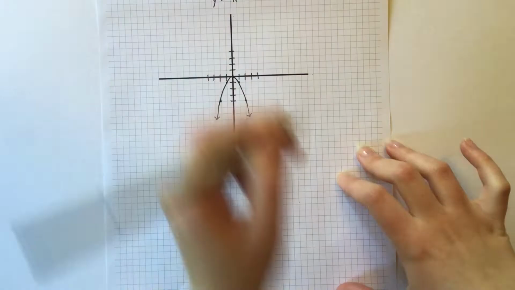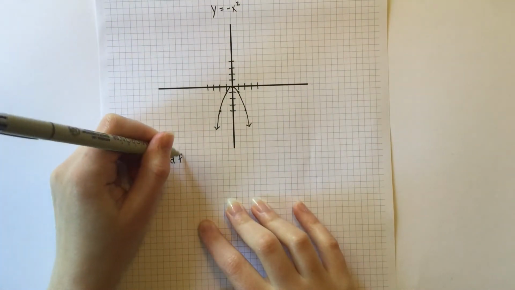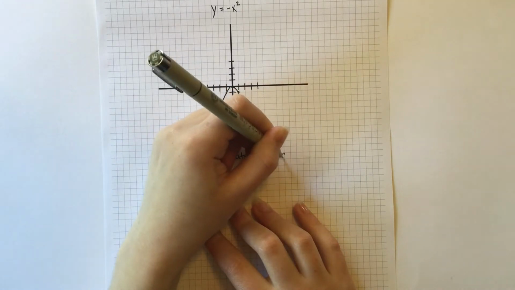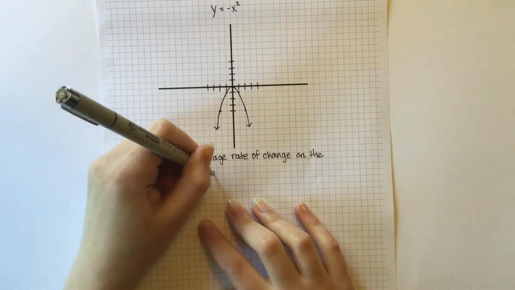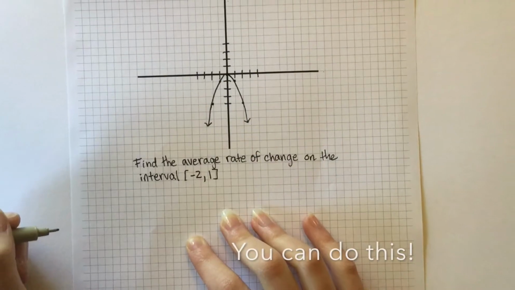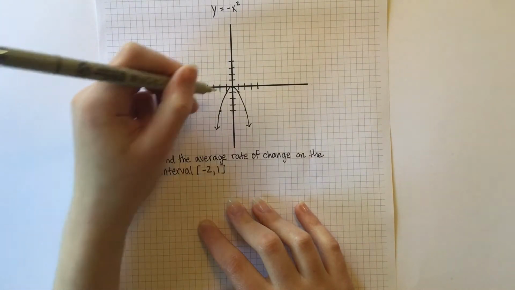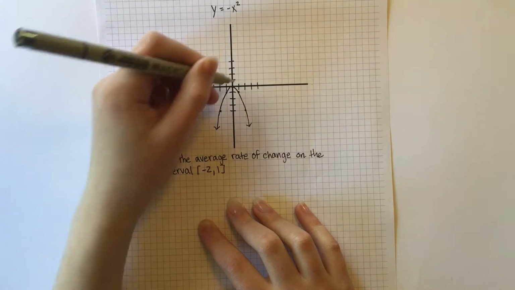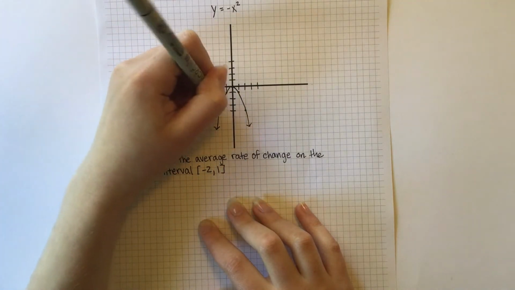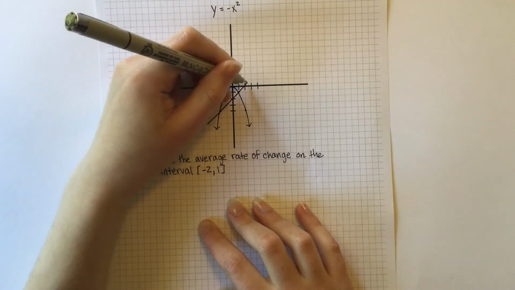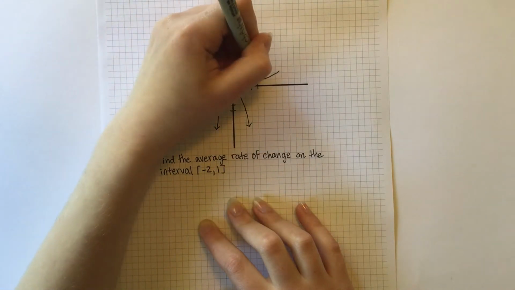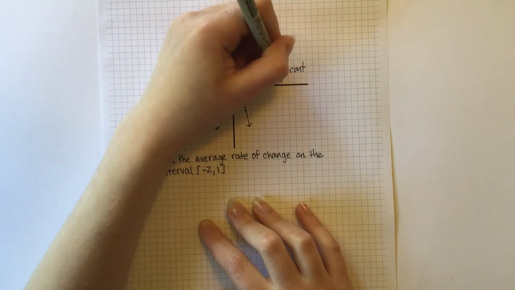This is a graph of negative x squared, and they're asking you to find the average rate of change on the interval from -2 to 1. What I'm doing here is locating the 2 points and connecting them with a line, which is called a secant line. Just like we did in the table example, we're basically taking those 2 points and finding the slope.